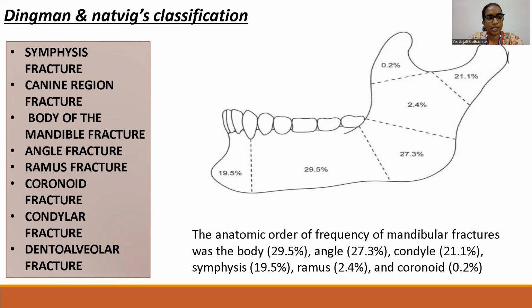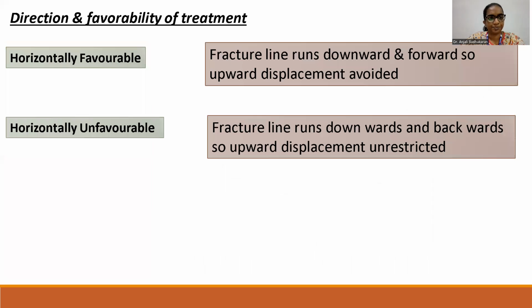Again, you can see that it is classified into symphysis fracture, canine fracture or parasymphysis fracture, body of mandible fracture, angle fracture, ramus fracture, coronoid, condylar, and dentoalveolar fracture. Now, dentoalveolar fracture basically means that the tooth-bearing area of the alveolus is fractured.